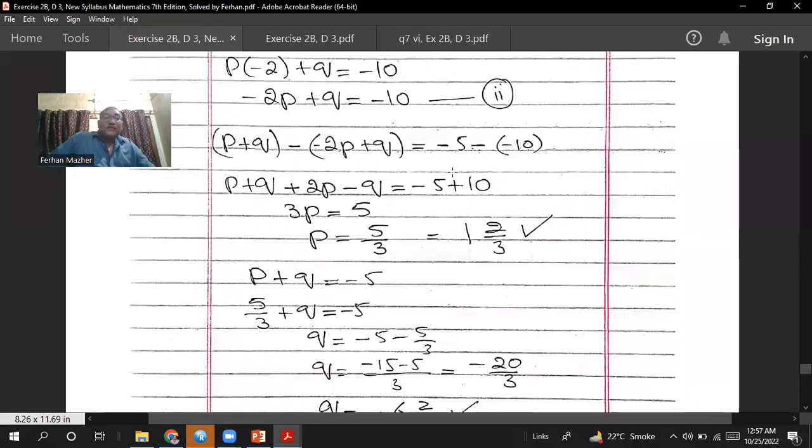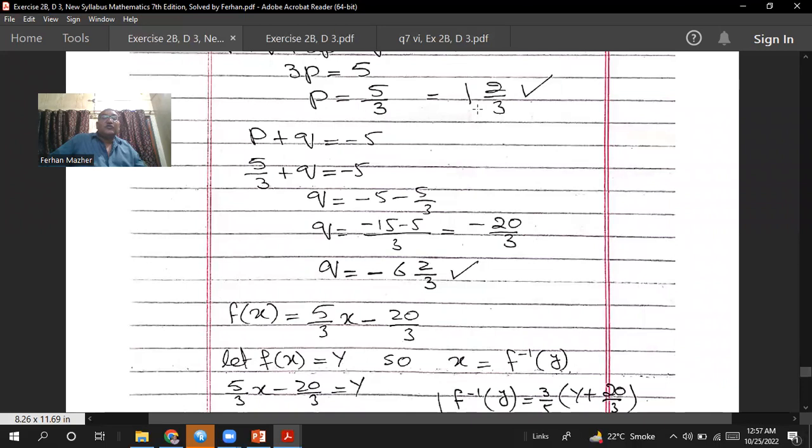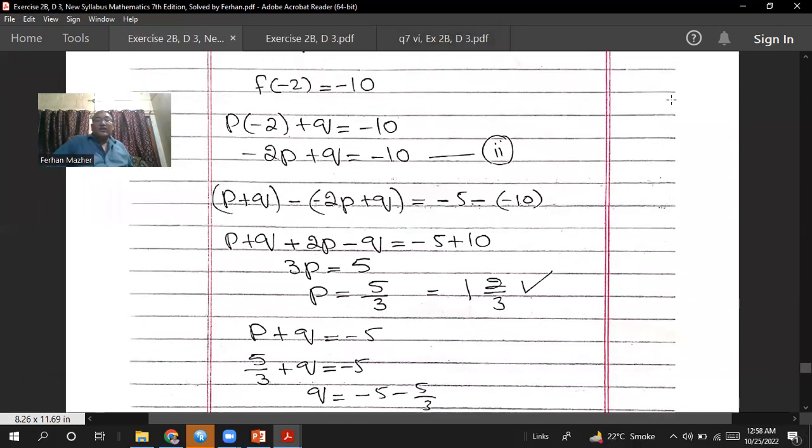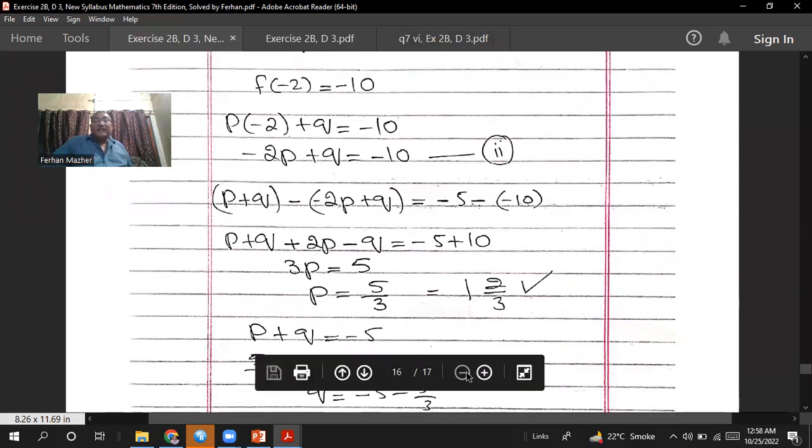Okay, so once I know the value of p, then p plus q is equal to minus 5. The p is 5 by 3, plus q equals minus 5. So q will be equal to minus 5 minus 5 by 3. So I will take the LCM. So q will be equal to, 3 is the LCM, minus 15 minus 5 in the numerator. So that will be minus 20 by 3. So q will be equal to minus 6 whole 2 by 3. So this is how you find the value of p and q with the help of simultaneous equations.